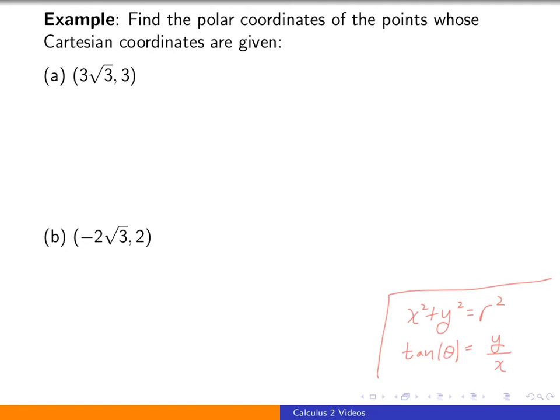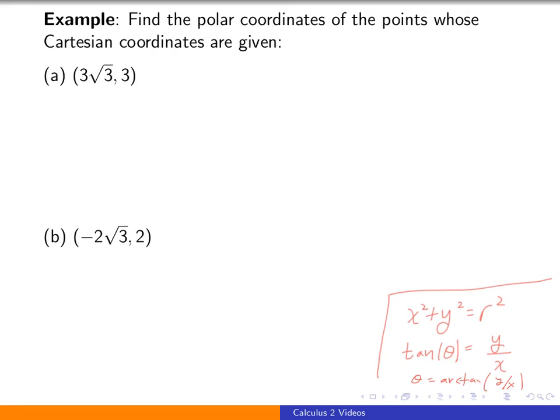And one word of warning here is with the tangent of theta, if you use arctangent to rewrite this as theta equals arctangent of y over x, arctangent is always going to give you back an angle between minus pi over 2 and pi over 2. That would be the fourth quadrant or the first quadrant. So we do have to be careful to think about, is the given point in the second or third quadrant? And if it is, we may have to adjust accordingly by adding pi. So let's go ahead and get started.